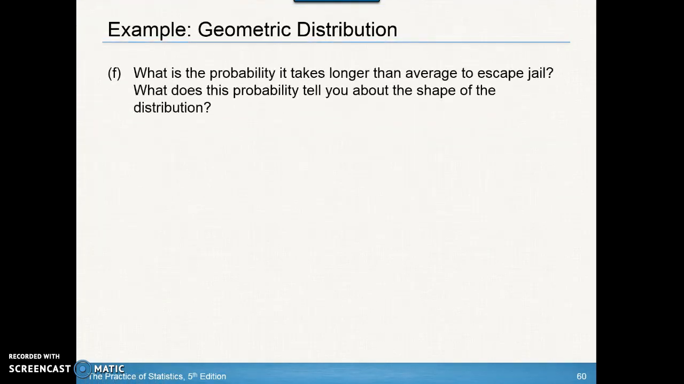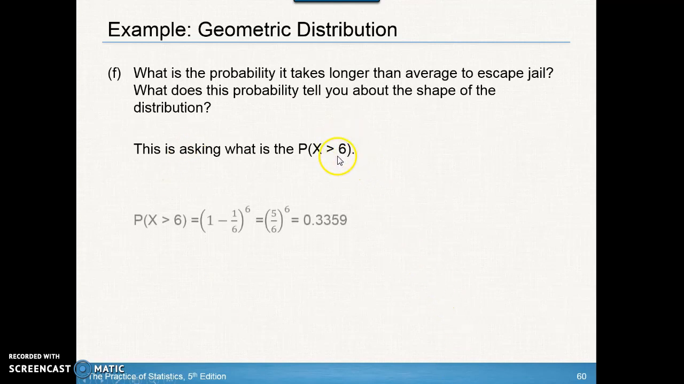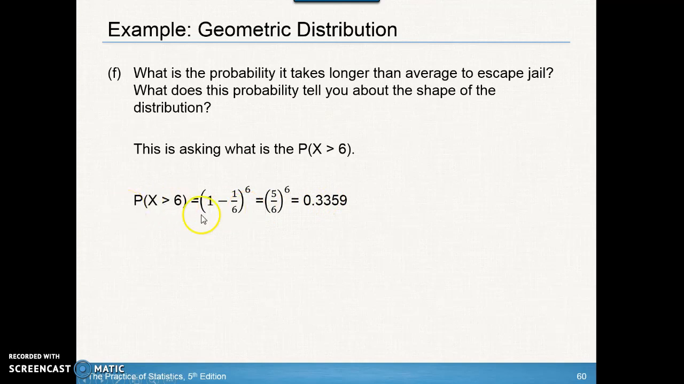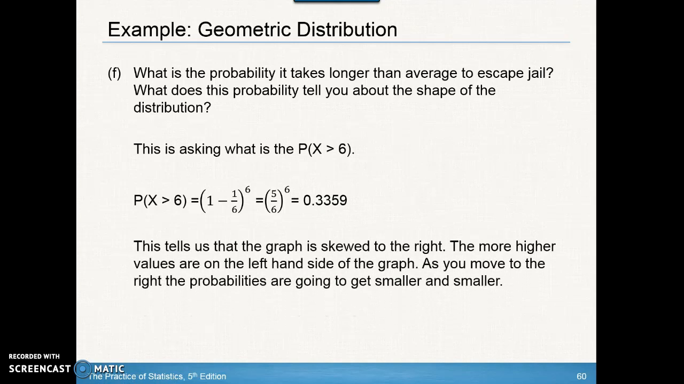All right, so what's the probability that it takes longer than average to escape jail? So you would have to be able to answer question E first. Okay, so it's going to say the probability that x is greater than 6 because it takes on average 6 trials to escape jail. We want the probability that it's longer than average. So this is saying that I have at least 6 failures. Okay, so probability that x is greater than 6, so 5 out of 6 is my probability of failure. I want to fail at least 6 times. Okay, so it's only a 33% chance that it takes longer than average to escape jail.